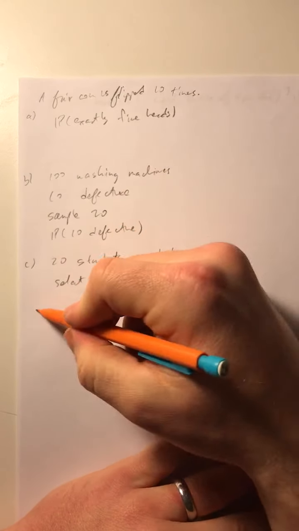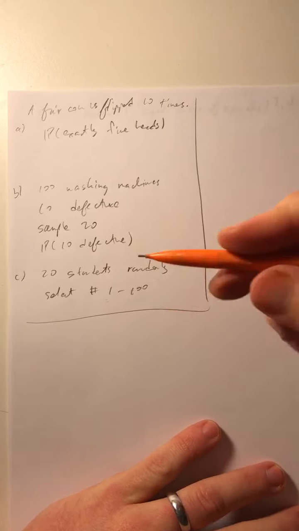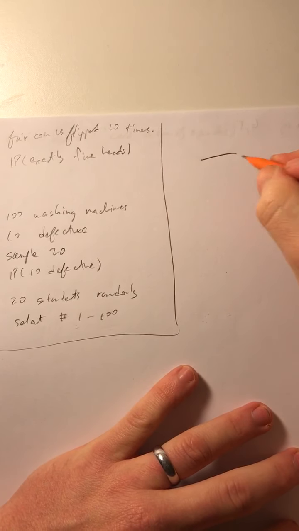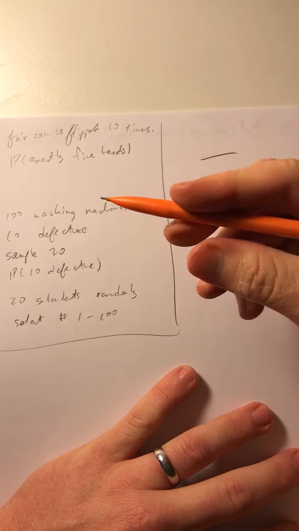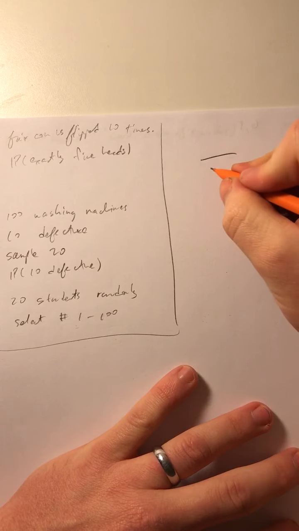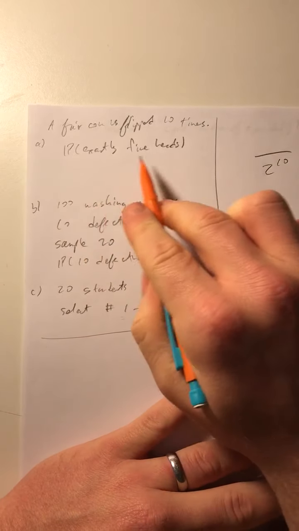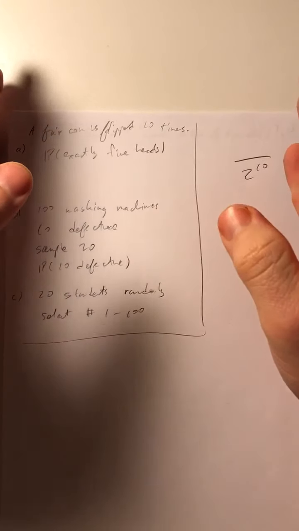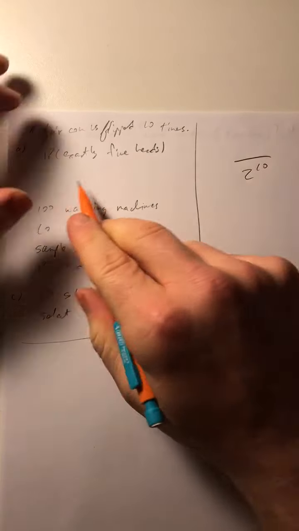Now some probability. A fair coin is flipped 10 times. What's the probability that we have exactly 5 heads? So I want to count the number of outcomes. 10 flips, two possible outcomes for each flip. So I have 2 to the 10 total possible outcomes. Now I want to know how many ways can I get exactly 5 heads? Well, there are 10 flips, and I'm going to choose 5 of them to get heads on. There are that many ways to get exactly 5 heads.